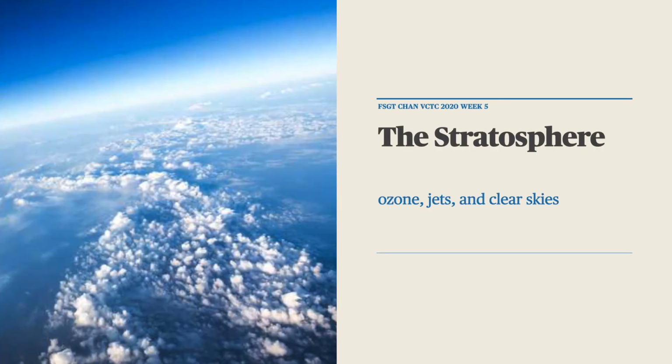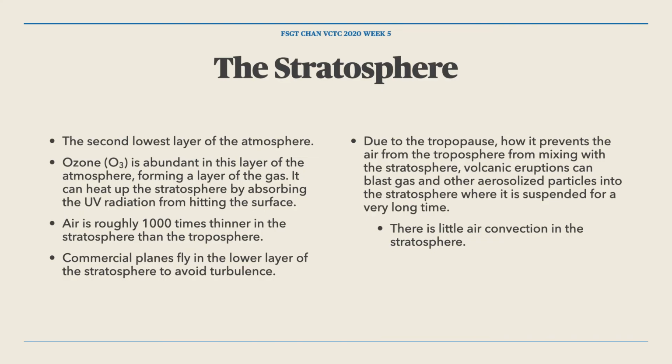Then we're going to talk about the stratosphere, which is the second lowest layer of the atmosphere. There is a lot of ozone in this layer, so much that it forms an ozone layer. It can heat up the stratosphere because it absorbs the excess UV radiation coming from space, and air is roughly 1,000 times thinner in the stratosphere than in the troposphere.